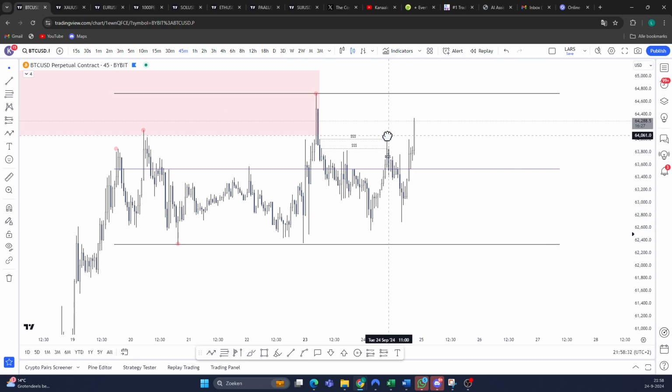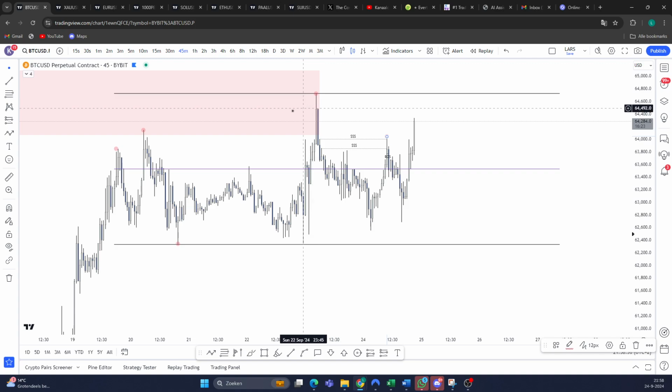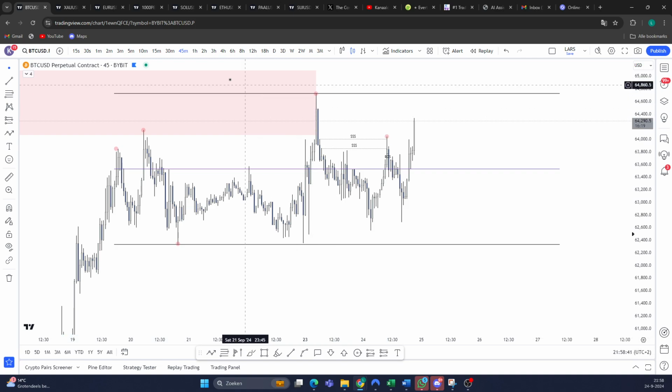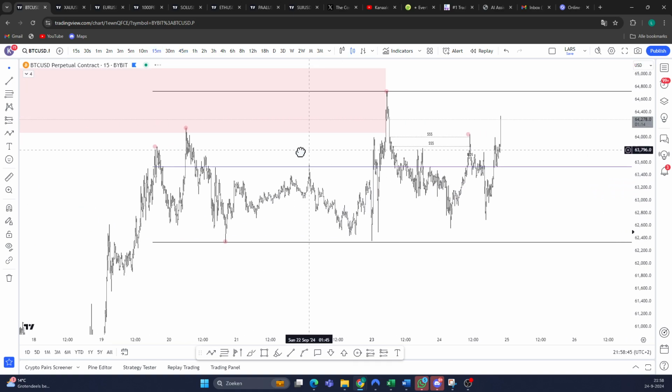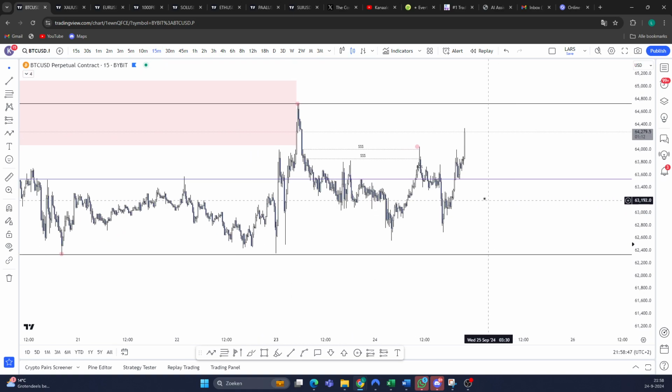Because guys, I don't know about you, but I have been accumulating and they're absolutely pumping. So I don't know what your bags are doing. Let me know in the comments what your bags are doing, but mine are doing good. Mine are doing definitely good.